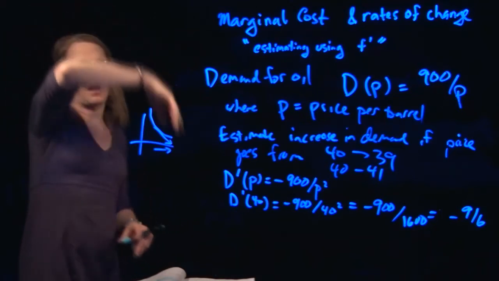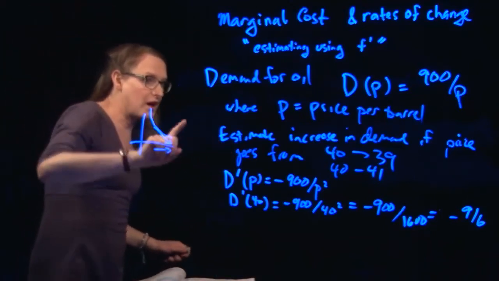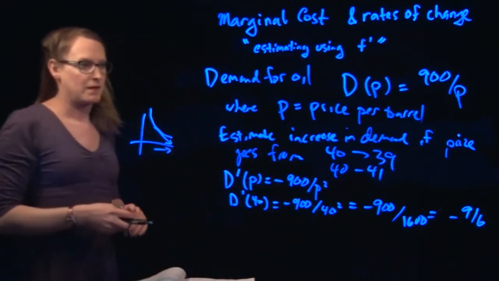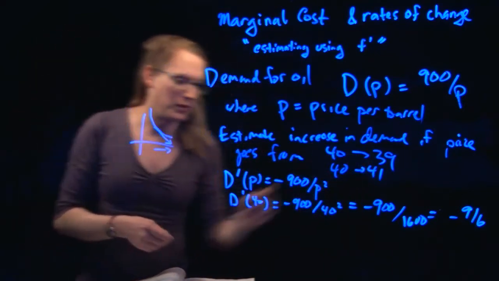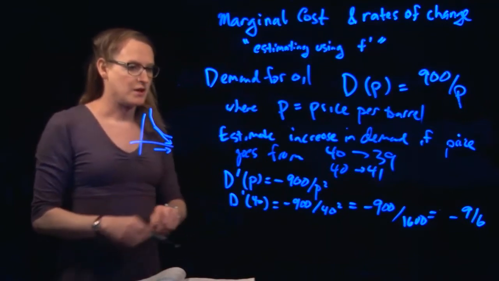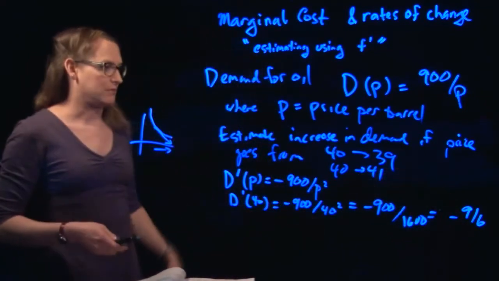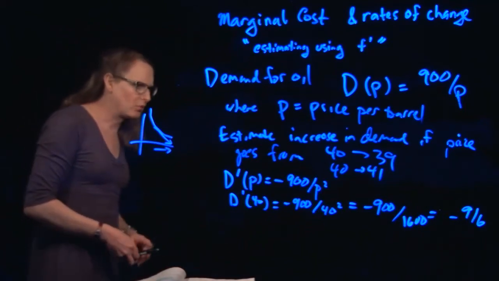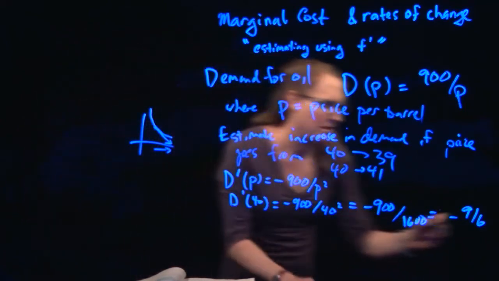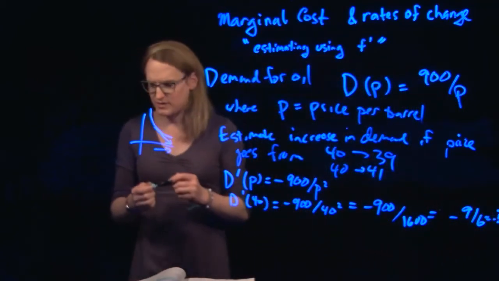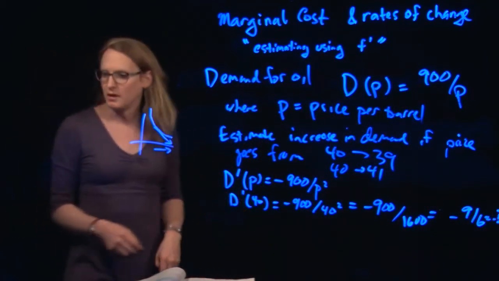So if we increase the price from 40 to 41, then the demand is going to go down by 9/6. Or I guess we could reduce that and call that minus 3/2. That's off screen. Good job, Danielle.